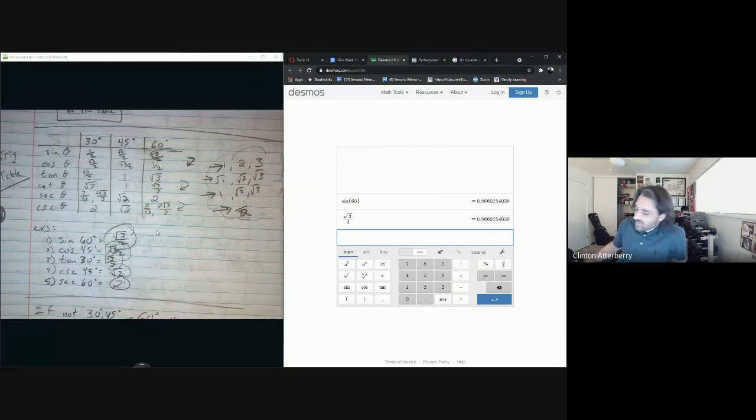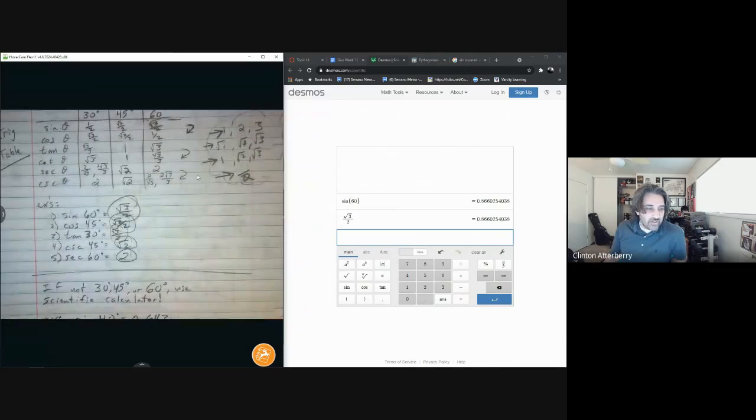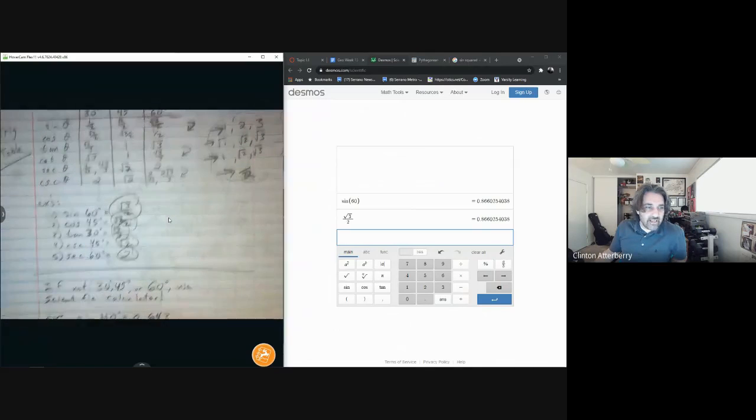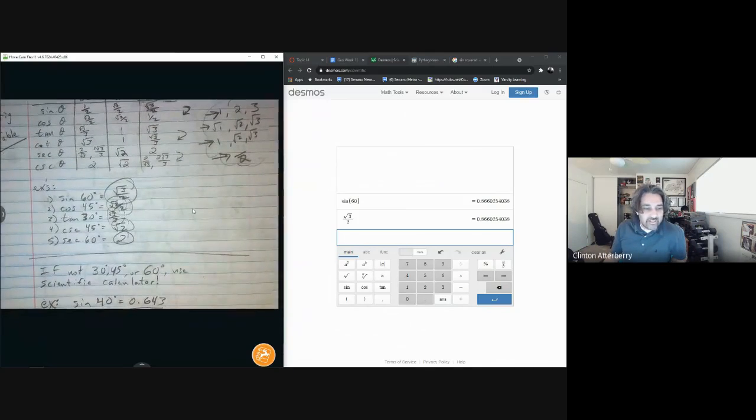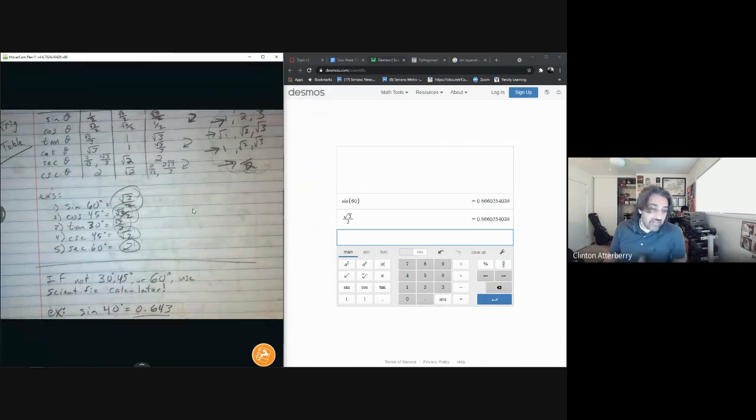And then last but not least, if it's not 30, 45, or 60, then you're forced to use a calculator. You can't use the table anymore. You just have to use the calculator. And it's very common to round it to 3 places.